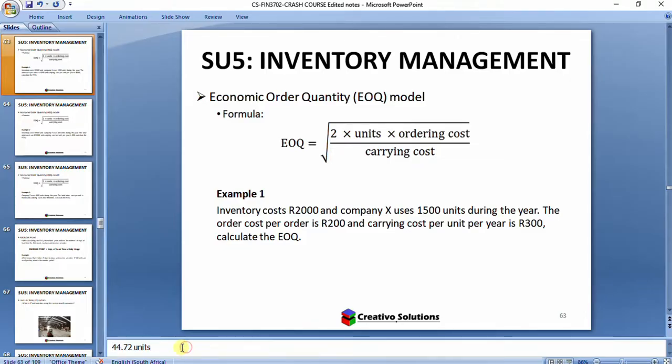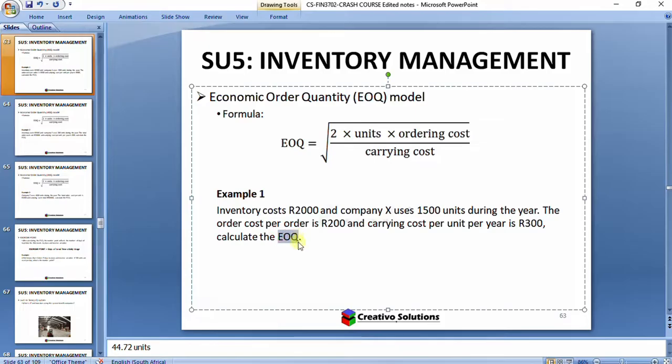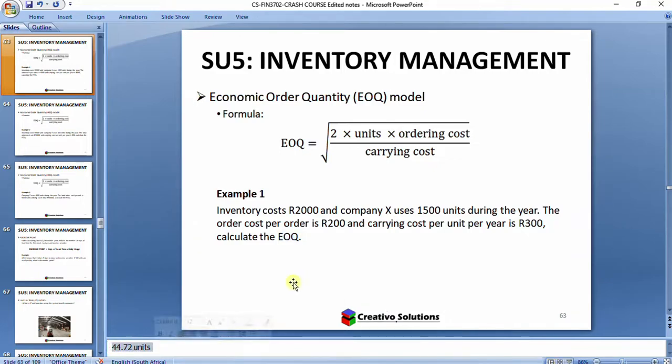So what does that mean? Let's interpret this. You've calculated 44.72 as the EOQ. EOQ says I'm going to be purchasing 44.72 units. Obviously, because you can't buy a fraction of a unit, you have to round it up. So with EOQ, just remember you have to round it up. The final answer would actually be 45 units.